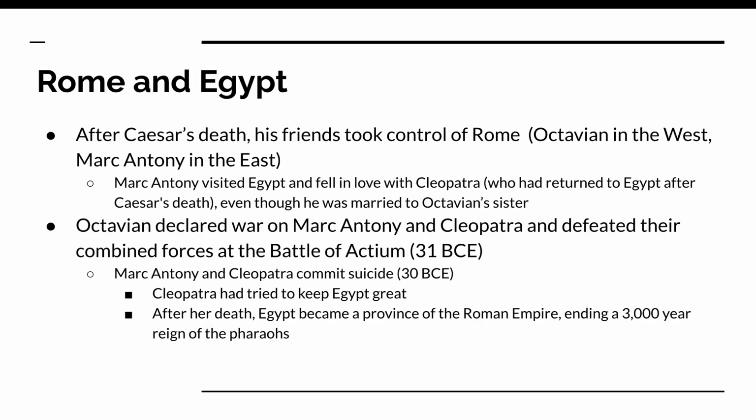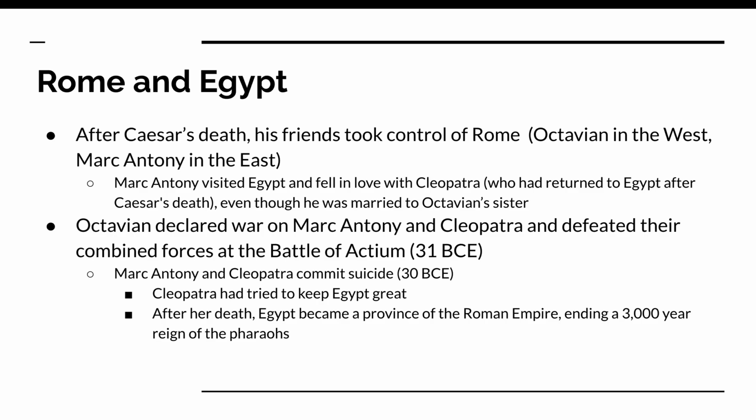And because of that, Mark Antony and Cleopatra, who are now in love, both end up taking their lives in 30 BC. Cleopatra, one of the most famous Egyptian rulers, tries to put Egypt back on the map and does so in a lot of ways. But eventually Egypt becomes what we call a province, a kind of colony of the Roman Empire. And it's a huge deal at this point because Egypt had been ruled by pharaohs for thousands and thousands of years, basically all the way back to when they built the pyramids. So that's a big deal.